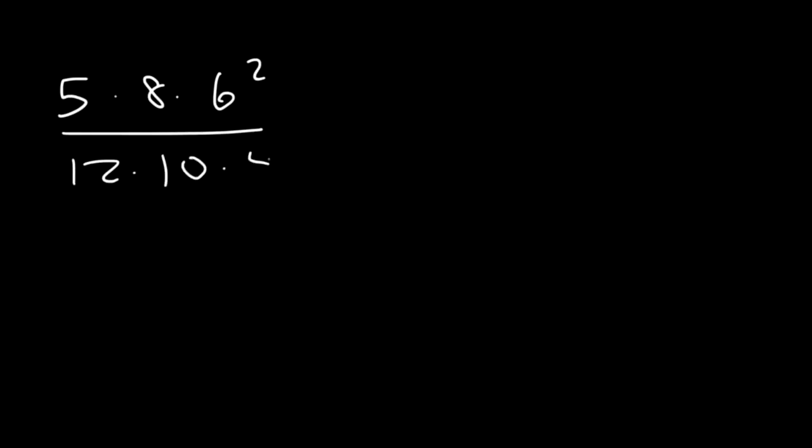And here's one more example. 5 times 8 times 6 squared, divided by 12 times 10 times 4. So in this case, we're dealing with multiplication and maybe one exponent situation. For this problem, let's break down the numbers into small numbers.